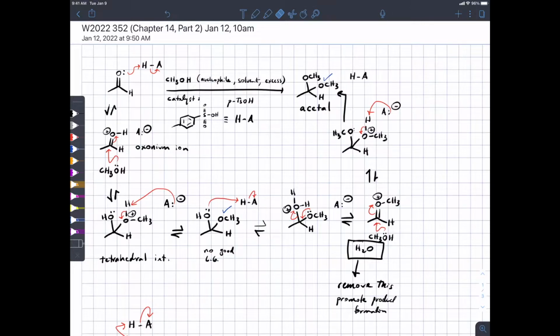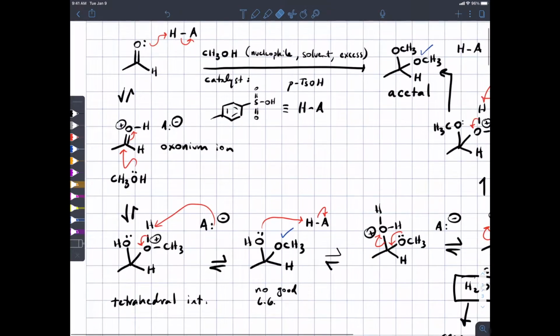We're going to use an acid catalyst to change who's the good leaving group on the tetrahedral intermediate. So recall in acetal formation, the neutral alcohol is not a good enough nucleophile to attack the carbonyl carbon directly. So we first must protonate the carbonyl oxygen. That generates an oxonium ion that's more reactive. And now the neutral alcohol can attack.